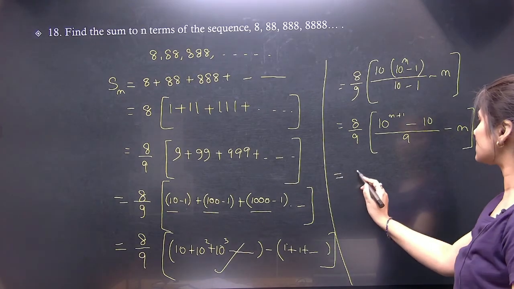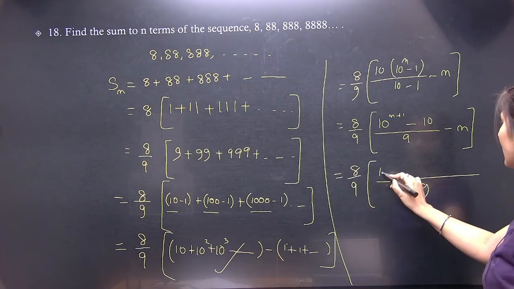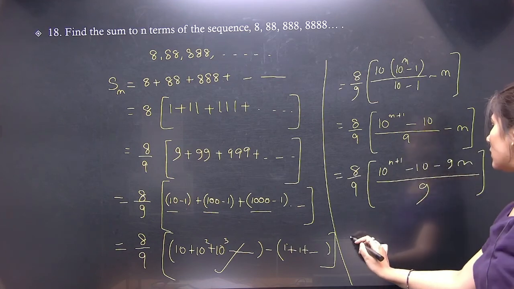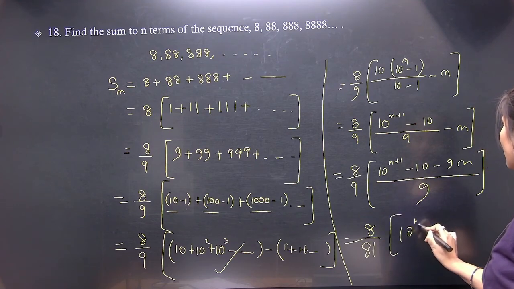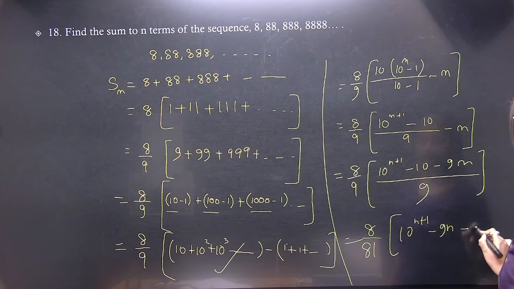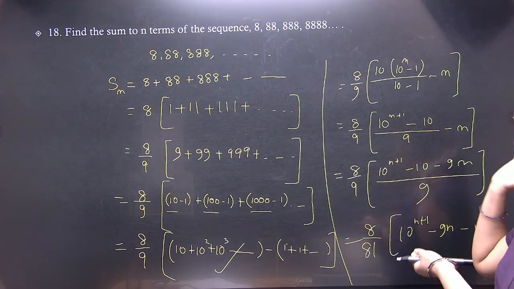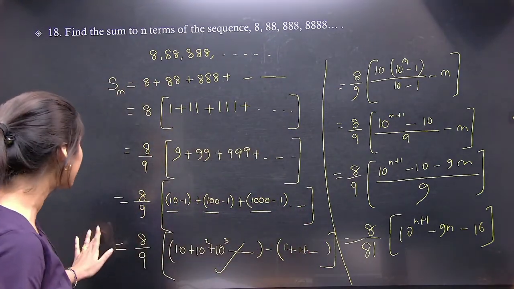Okay, now it is 8 by 9, and if we take LCM, it will give 10^(n+1) minus 10 minus 9n. So, 8 by 81, 10 to the power n plus 1 minus 9n minus 10. Okay, so this is the complete solution of question number 18. So this is done. So this is a format. You have to memorize this format. Any question of this type, you have to solve it in this manner only. You cannot solve it directly.